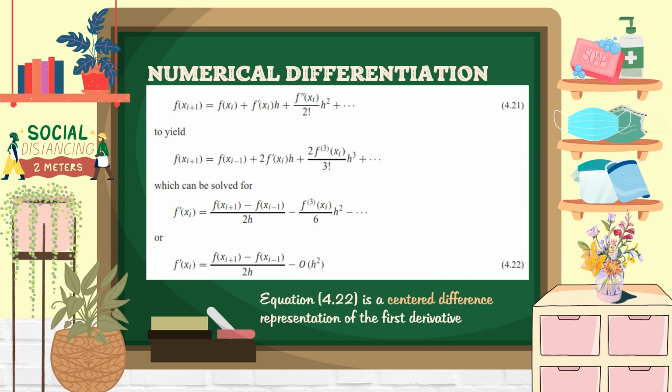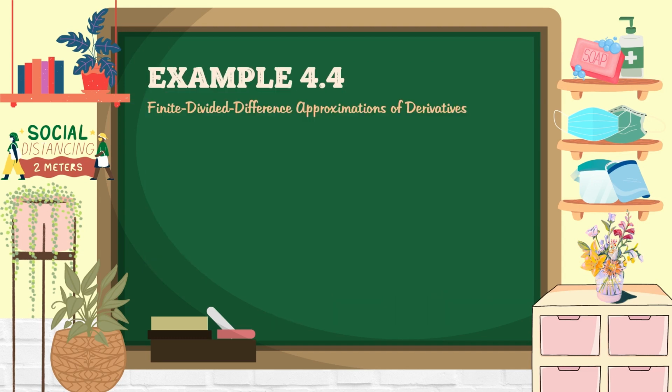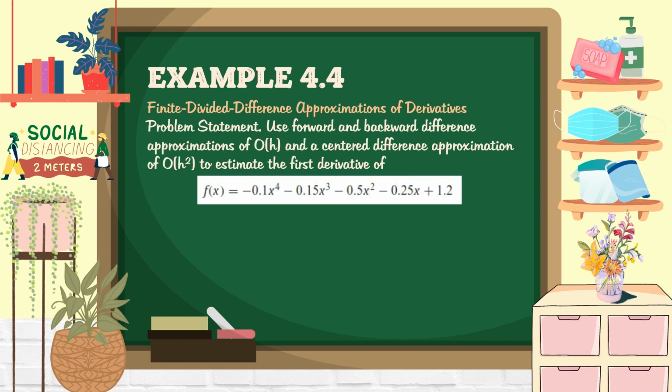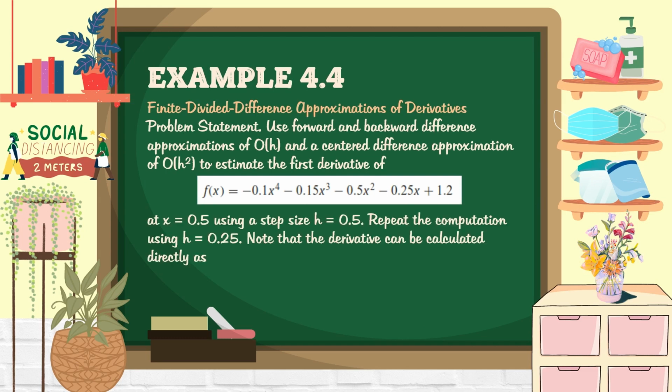So in order to clearly understand the discussion about finite divided difference approximations of derivatives, let's have an example. Example 4.4, finite divided difference approximation of derivative. Problem statement: use forward and backward difference approximations of O(h) and the center difference approximation of O(h squared) to estimate the first derivative of the function f(x) = -0.1x^4 - 0.15x^3 - 0.5x^2 - 0.25x + 1.2 at x equals 0.5 using step size h equals 0.5. Repeat the computation using h equals 0.25.